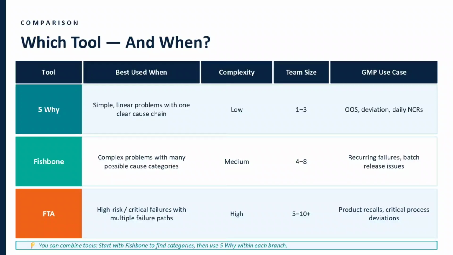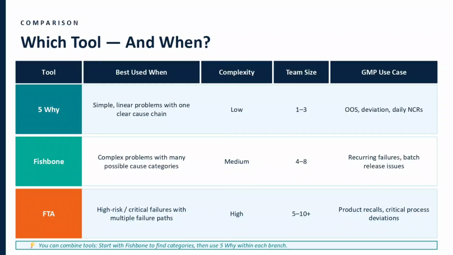5Y. Use this for simple, linear problems. Low complexity. You can run it with just 1 to 3 people. Classic GMP use cases: an OOS result, a daily nonconformance, a documentation deviation. Fishbone. Use this when the problem is more complex and could have causes in multiple categories. Medium complexity. Best done with a team of 4 to 8 people. Great for recurring failures or batch release issues where you're not sure where the cause is hiding.